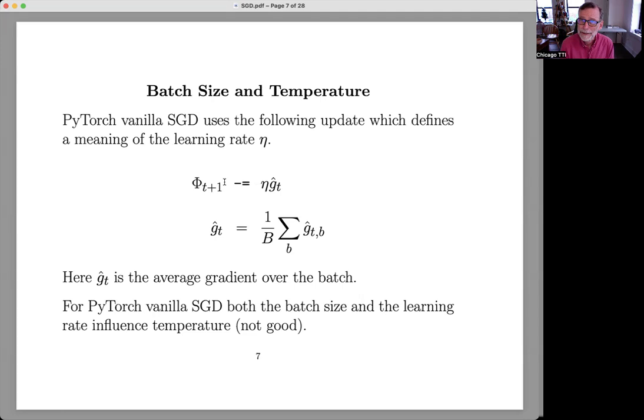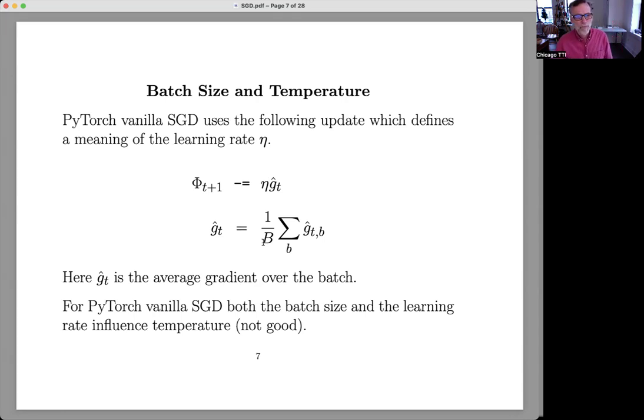let's talk about the simplest form of SGD, this vanilla SGD. So this vanilla SGD involves two numbers. It involves the learning rate, and it involves the batch size. And here I'm going to just consider a constant learning rate, because what I'm really interested in is what's the temperature determined by the learning rate and the batch size.